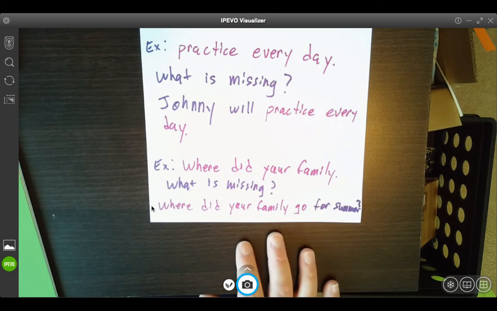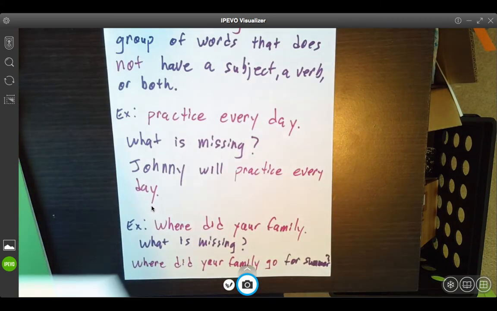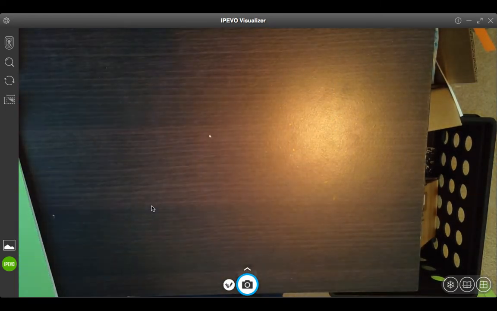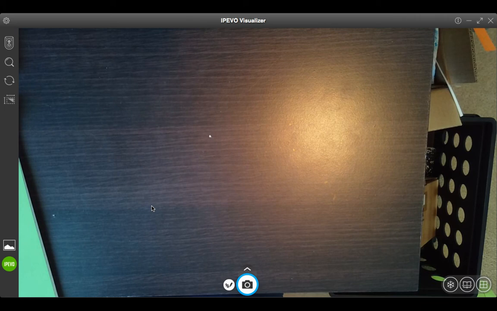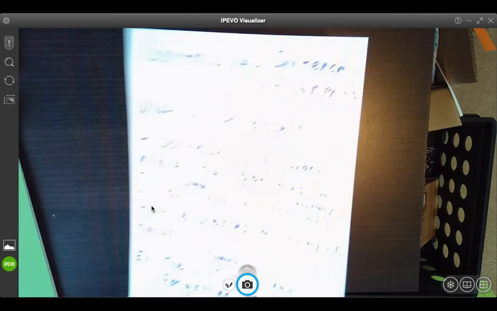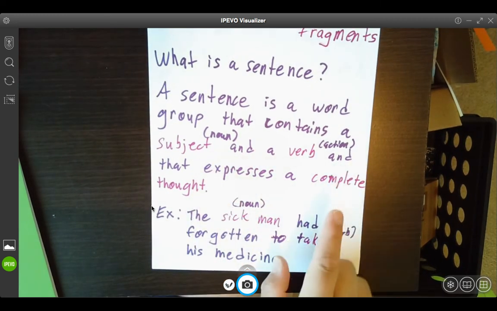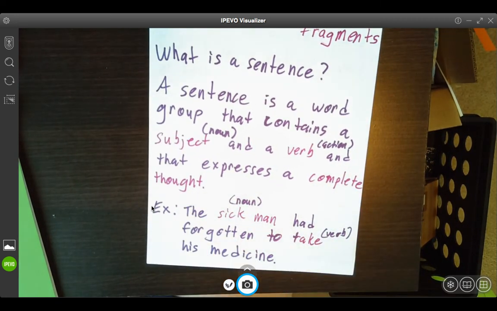Your teacher will provide you some activities on how to practice your sentences and sentence fragments. There's lots of videos online. And again, my suggestion is to always read out loud. If you're not sure if it has that noun or verb, go ahead and read it out loud and see if it expresses a complete thought as well.